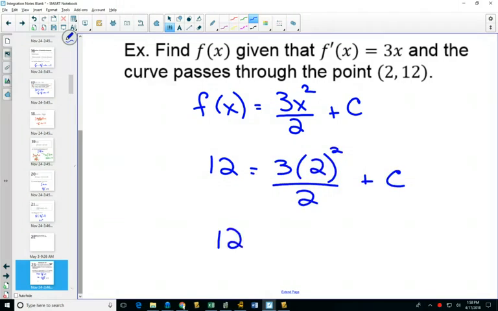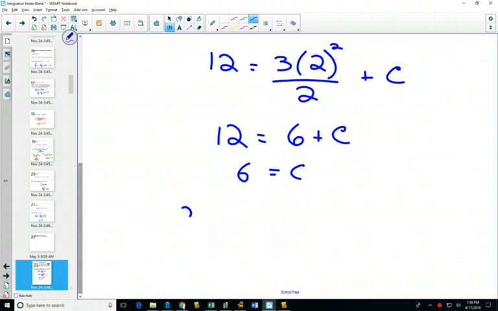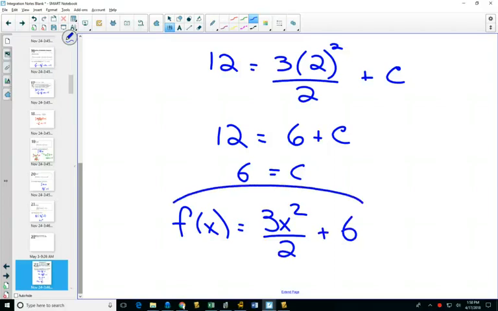And from that, solve that c would have to be 6. No problem. And so now we know the actual equation for f of x is 3x squared over 2 plus 6.